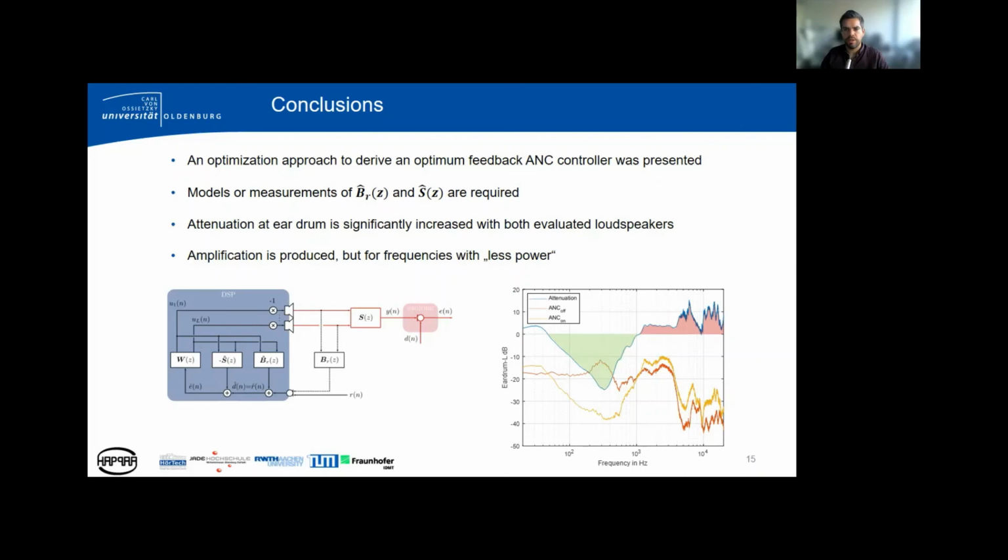During the experiments, a higher attenuation could be achieved by using the proposed approach when compared to the classical approach. Moreover, the attenuation achieved at the eardrum is significantly increased in magnitude and bandwidth, both when using the tweeter or the woofer. However, the controllers derived with the proposed optimization procedure also produce higher amplifications in the higher frequencies. Nevertheless, these amplifications occur in a frequency region where the in-ear headphone already provides sufficient passive attenuation.